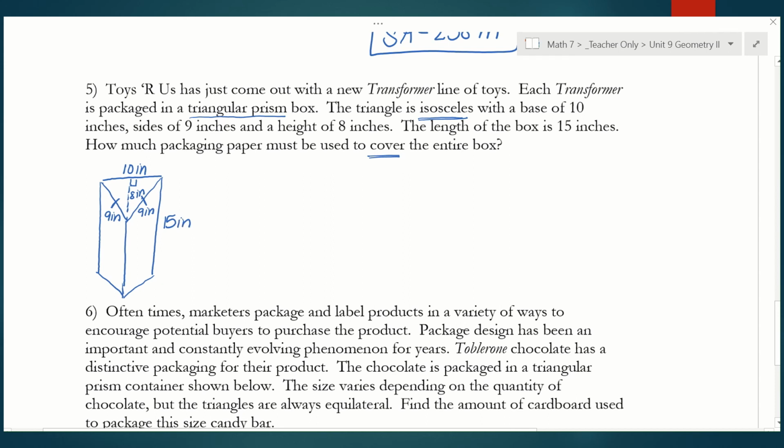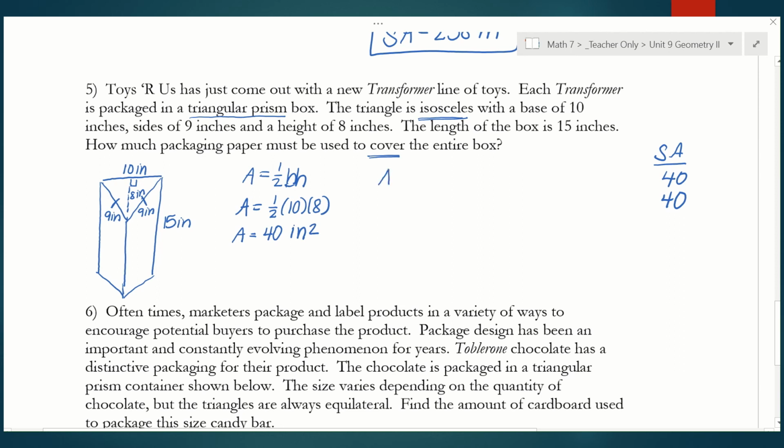Okay, so we have everything we need to figure out how much packaging paper we need. So let's start with the area of the triangles. 1/2 base times height. All right, so the base and the height, remember, are the two sides that make up that right angle, so 10 and 8. 10 is the base, 8 is the height. 1/2 times 10 times 8 is going to give me 40. So if I start my list over here, I now know that both triangles have an area of 40.